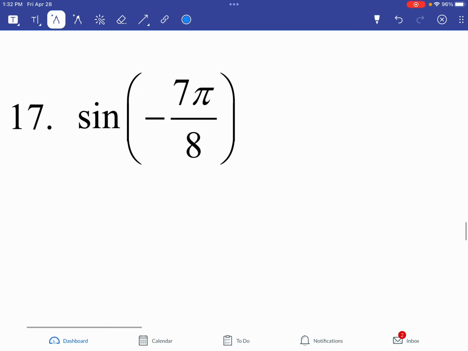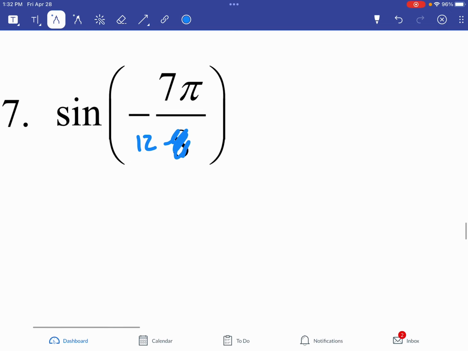So what we're going to do is make this a 12, because we can't use 7 and 8, that doesn't work. So we're going to use 7 over 12 instead of 7 over 8. It's a typo, my apologies. What we have is 2 pi over 12 minus 9 pi over 8. Oh, sorry, 9 pi over 12.